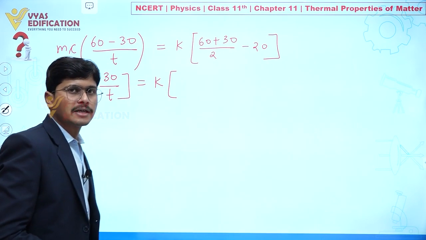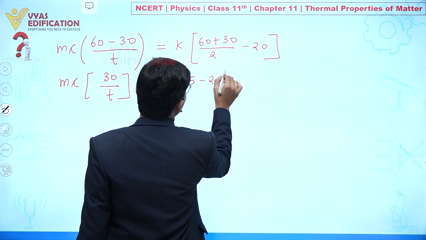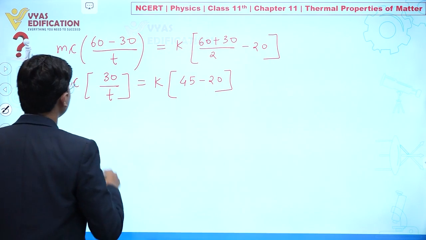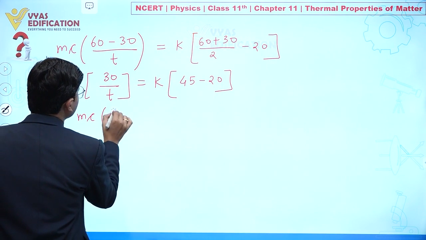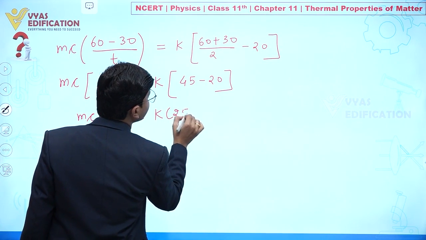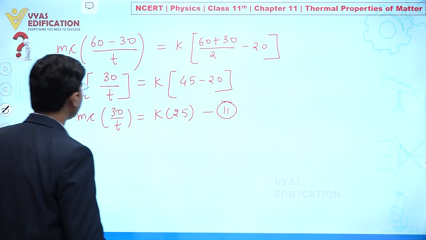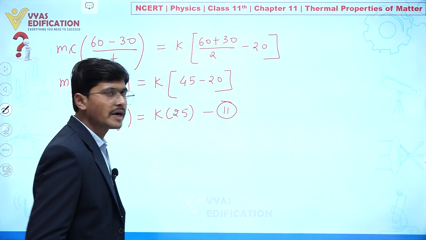So from here we can say mc times 30 divided by t is equal to K. Now 60 plus 30 is 90, half of which is 45, minus 20. So mc times 30 by t should be equal to K times 25, and this is, let's suppose, equation number 2. Our objective in this question is to find the value of t.